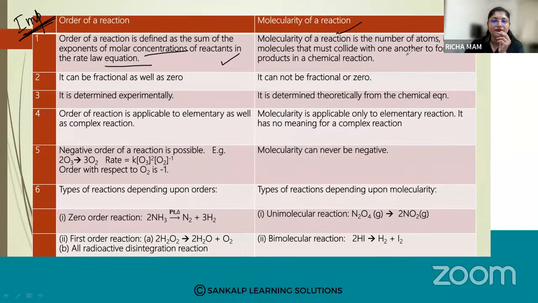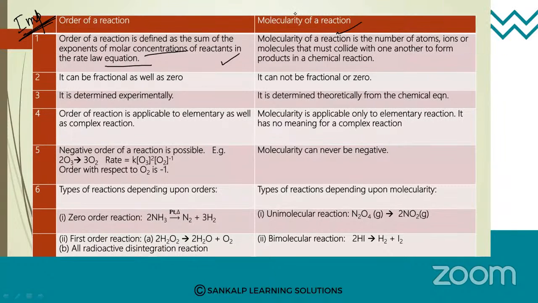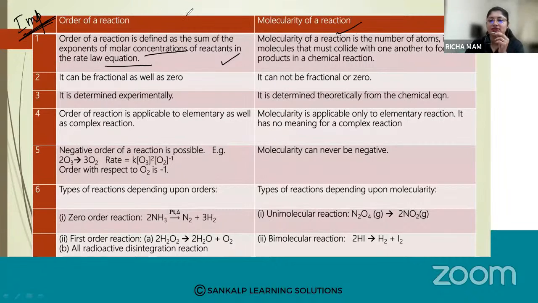So what is molecularity of the reaction? It is the number of reacting species, that is the number of atoms, ions, or molecules that will collide with each other to form products in a chemical reaction. So this is the definition for the molecularity of the reaction. This is the first point. In both cases, you have to write the definitions.